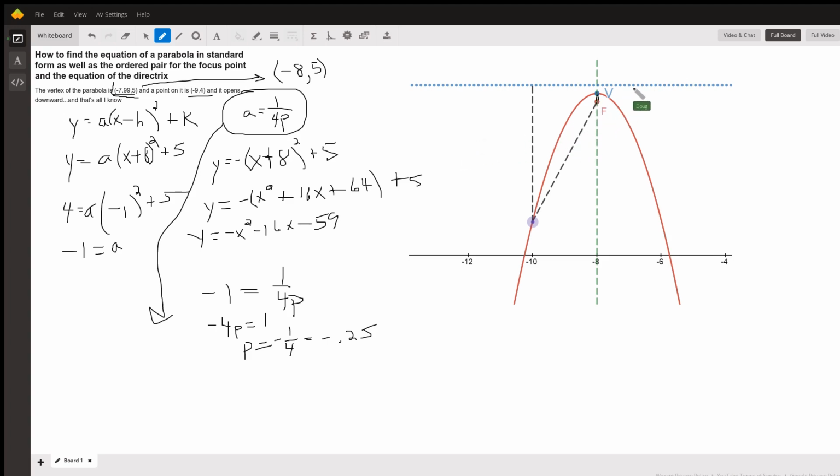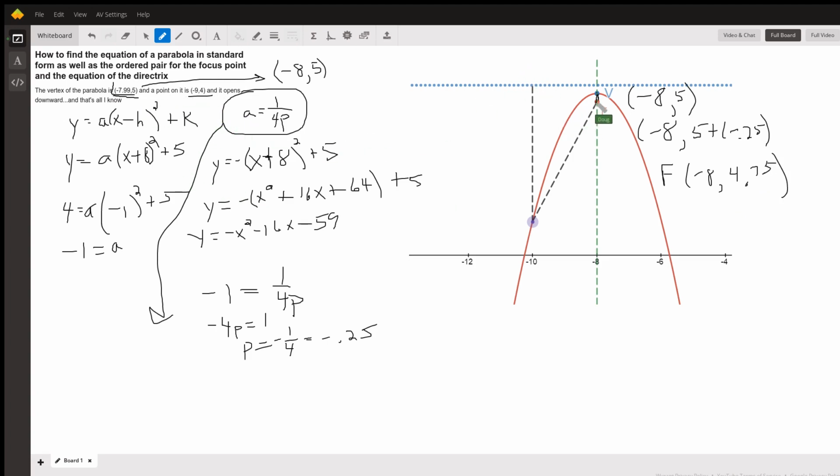So the vertex is at -8, 5. To get to the focus, we're still going to have an x coordinate of -8, but we have to add on a -0.25 to this 5. So I'll just write it that way. 5 plus a -0.25. Or the focus is at -8, comma, 4.75. Of course, that'll be a little different if we use the 7.99 or the -7.99.